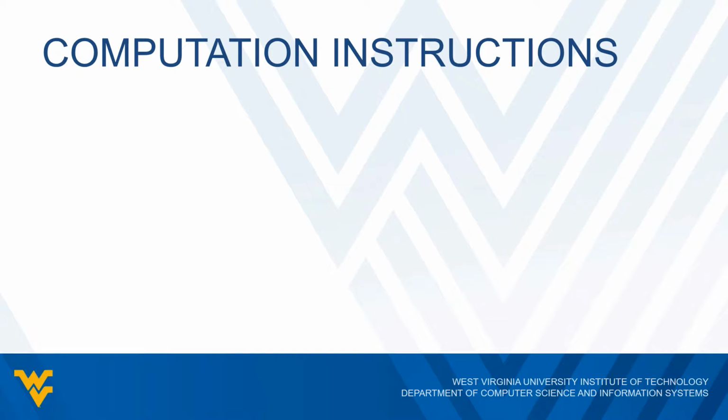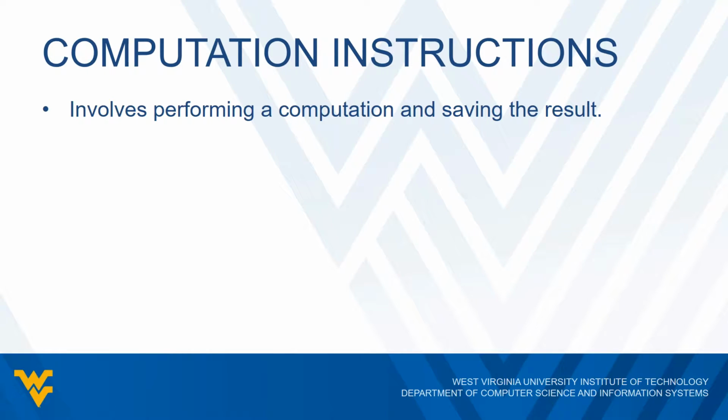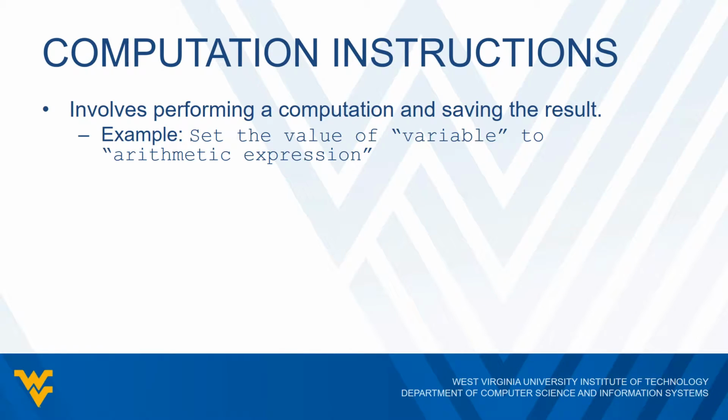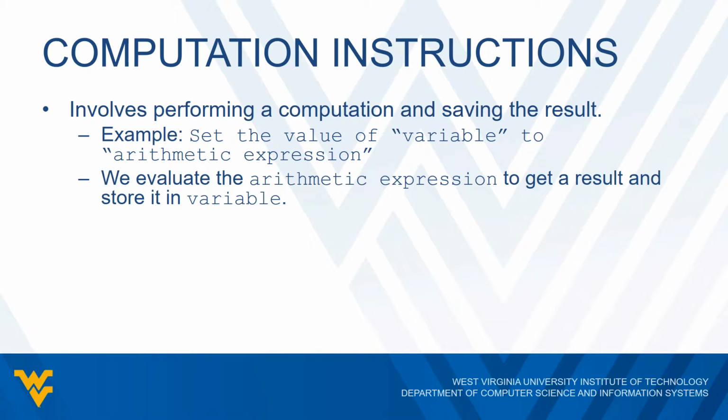A computation instruction just involves doing some type of computation, and then we take that result and store it somewhere. We save it somewhere. So here is an example, at least a format of such a computation instruction. We would say, set the value of "variable" to "arithmetic expression", where here we're just using quotes as a placeholder. That's normally not used in algorithms. But the whole point with this instruction is that we would evaluate the arithmetic expression, and that's going to give us some result. And then we're going to store it in what we call here the variable.